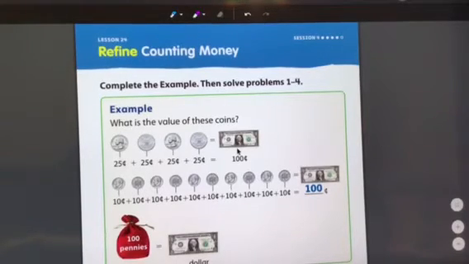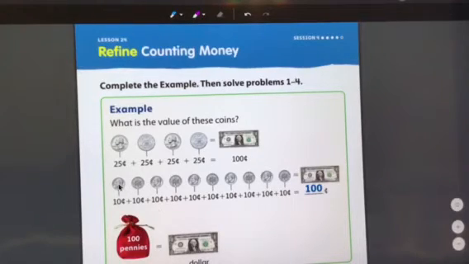Another way for me to remember and to help you remember that 4 quarters is a dollar is I always think of a dollar bill as having 4 corners. So like there's 25 cents here, there's 25 here, 25 here, and 25 here. So 4 quarters equals a dollar.